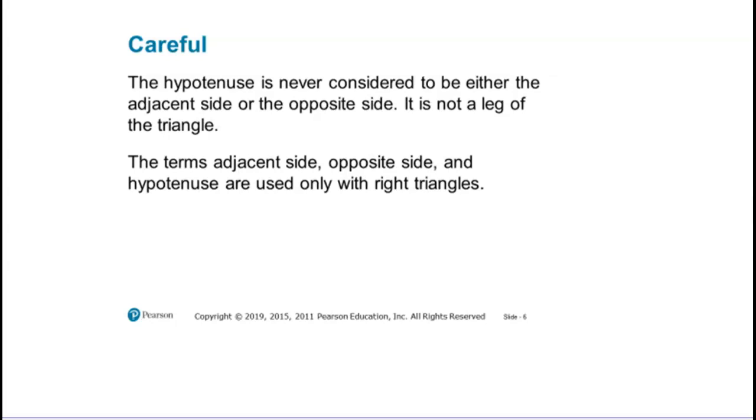And again, the hypotenuse is never considered to be an adjacent side or an opposite side or a leg of the triangle. Okay, it is the hypotenuse. So when we're talking about the terms adjacent side and opposite side, we're talking about them from the perspective of the angle, big B or big A, and we're only using these terms when we're talking about right triangles. Okay.